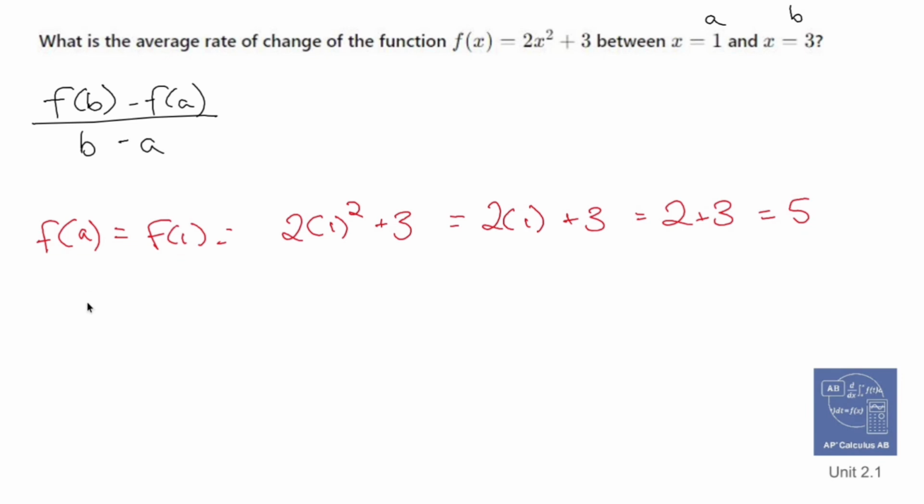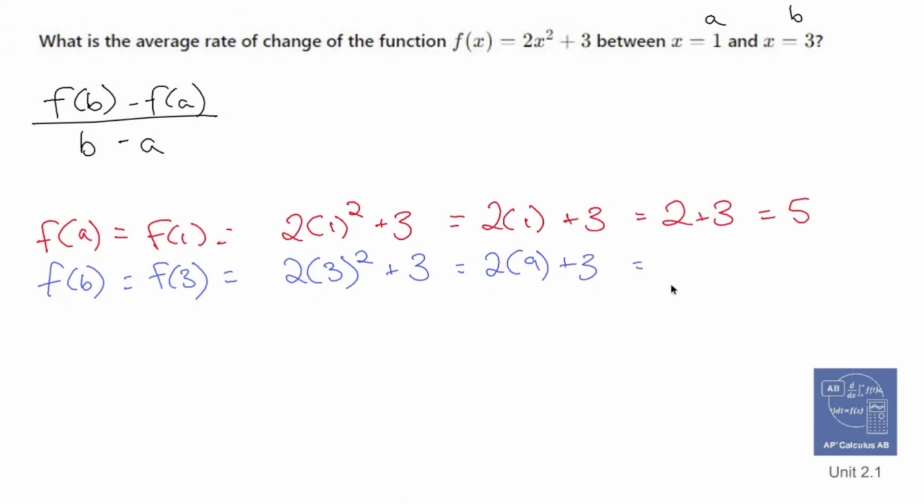F of b is going to have me replace every x with a 3. So that's going to be f of 3 equals 2 times 3 squared plus 3. PEMDAS says 3 squared first. 2 times 3 squared is 2 times 9 plus 3. 2 times 9 is 18. And 18 plus 3 is 21.